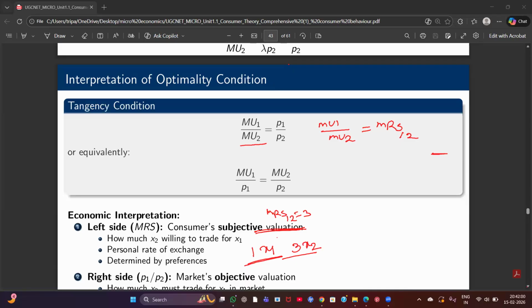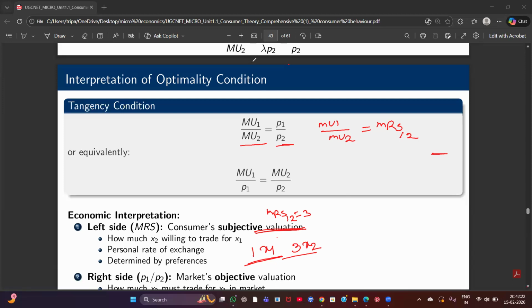So this is the exchange rate for the consumer. This is strictly from the point of view of the consumer. The left side is talking about how the consumer is ready to trade. Now look at this right side, P1 by P2. This side completely talks about the market view, how the market is trading.